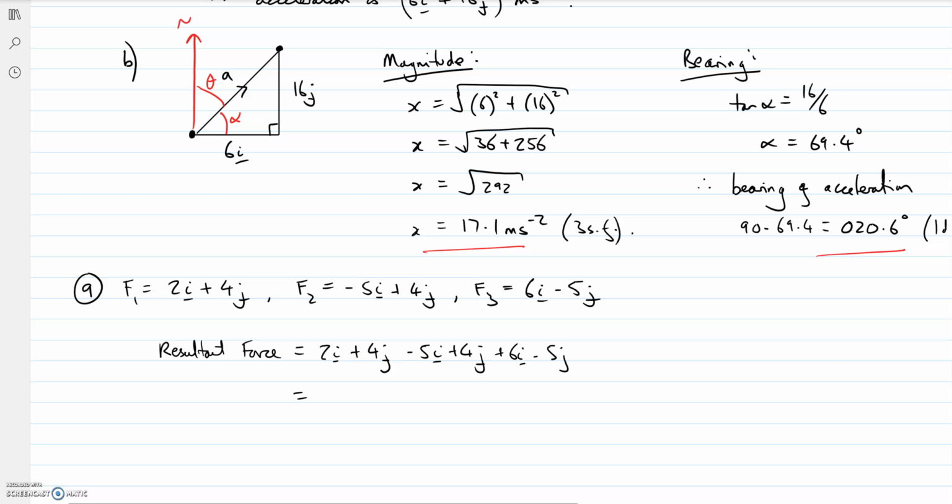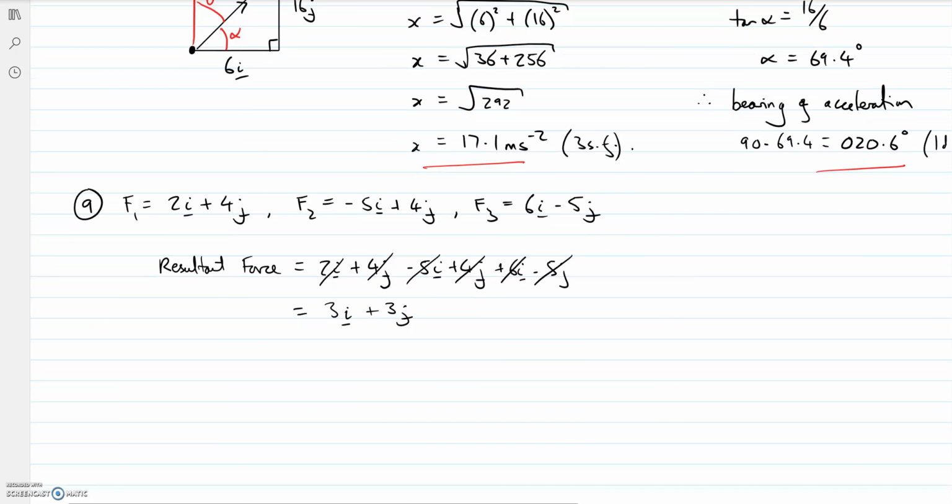Collect all your i's, collect all your j's. So 2 minus 5 is minus 3. Minus 3 plus 6 is 3i. We've got 4 plus 4 is 8, minus 5 is 3j. So that's our resultant force, and we know that our resultant force is mass times acceleration.